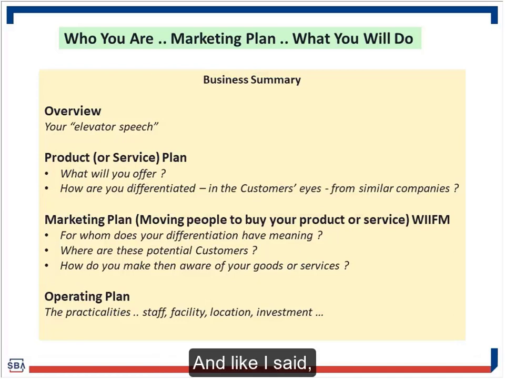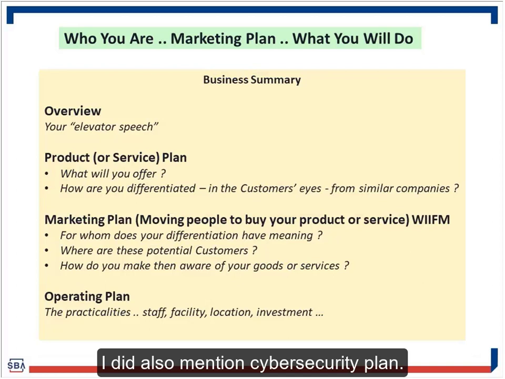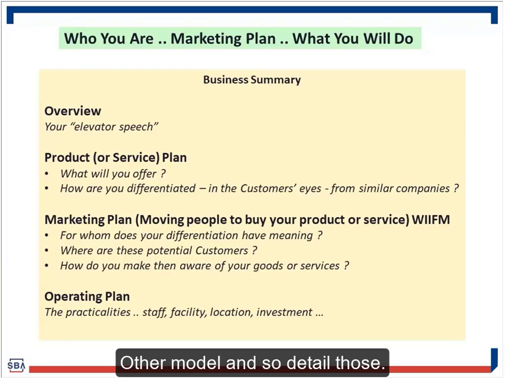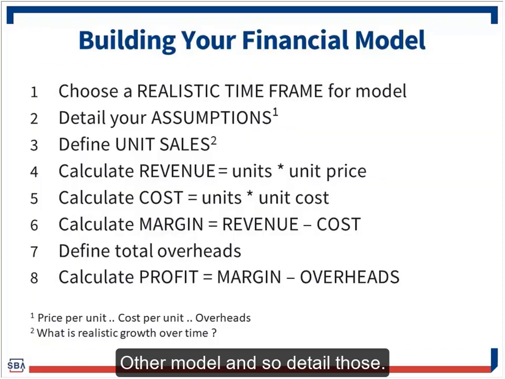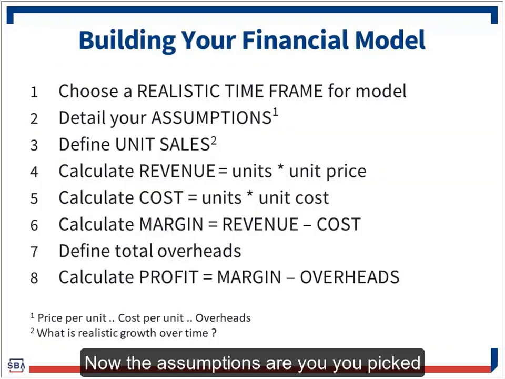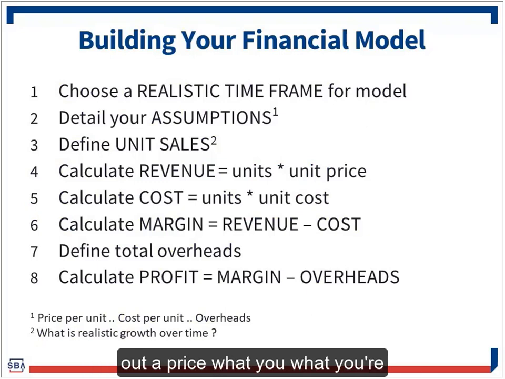So those are your 4. It's your marketing plan, your operational plan, a financial plan. And like I said, I did also mention cybersecurity plan. Work on them independently so that you don't feel overwhelmed putting this all together, because it does roll up into your business plan. Now, as part of your financial plan, what are the realistic time frames of your model?